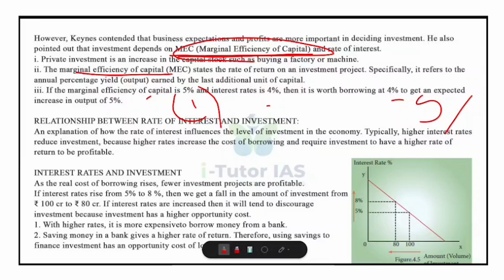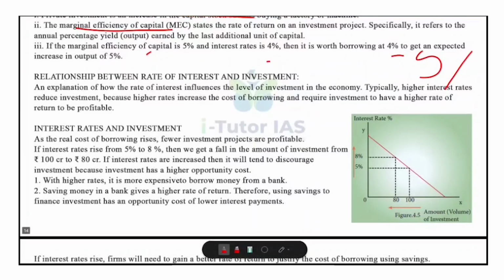And what about the second one? That is public or government investment. It is done mainly for welfare purposes like building roads, schools, colleges, hospitals and so on. So it is less affected by profit motives. Hope it is clear. Now let's move to the next part, that is the relationship between rate of interest and investment.